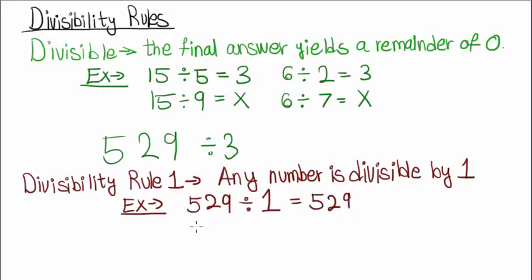Similarly, let's say I have something such as 69. 69 is an example of a number that is divisible by 1, because 69 divided by 1 will not give me a decimal answer, but it will give me the answer 69.